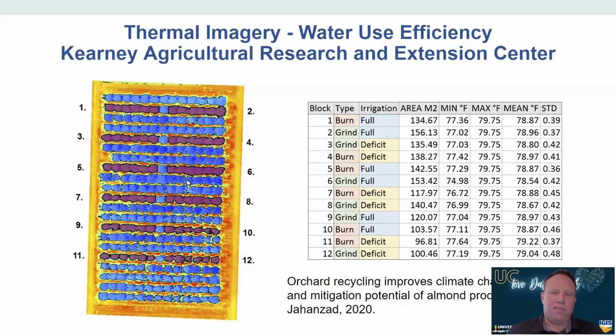And that doesn't necessarily have to be just with multi-spectral data or RGB data for structure. You can also use thermal data, as in this study that I conducted at the Kearney Research and Extension Center, not far from Lynn Cove, looking at different treatments and how they relate to the thermal characteristics of the tree through the day, depending on what type of treatment they had been exposed to, whether it's full irrigation or deficit irrigation, grind versus burn.